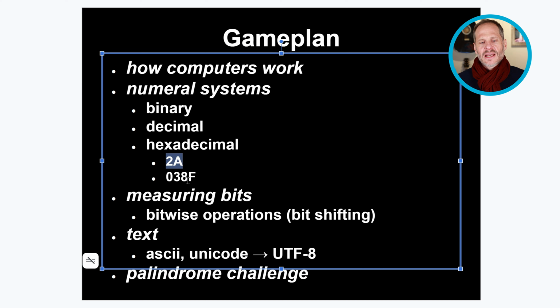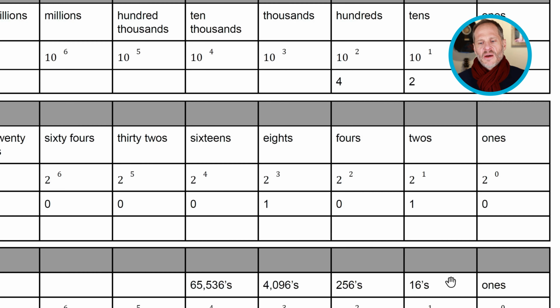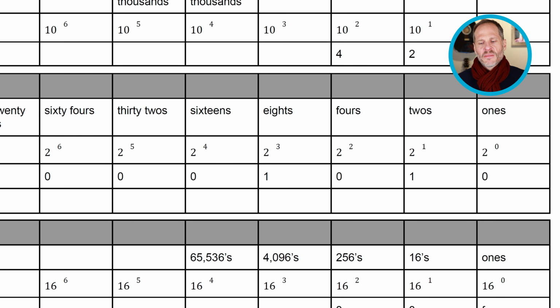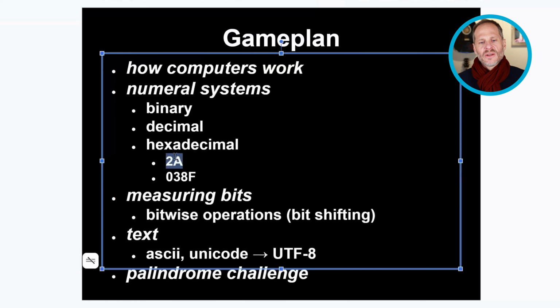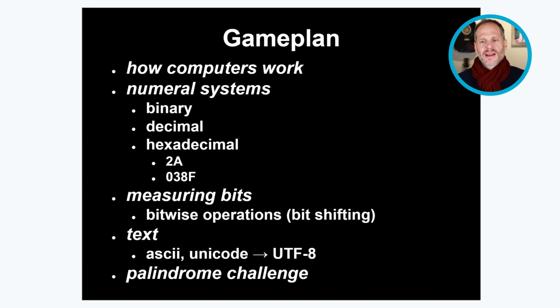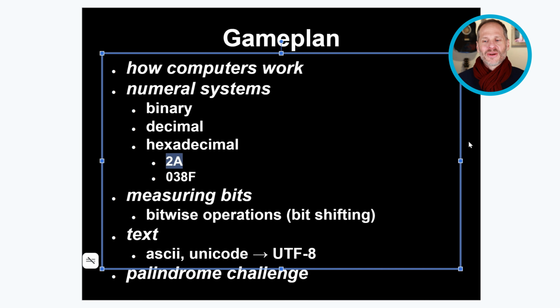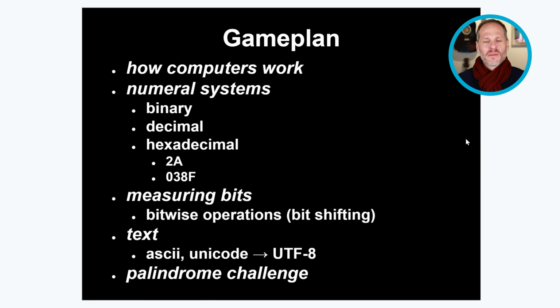And then 2A here, that's how you represent 42. So that would be 2 sixteens, that'd be 32, and then A would be 10, right? And so 32 plus 10 is 42. And 42 is that number in programming from Douglas Adams' Hitchhiker's Guide to the Galaxy, where they asked a computer to calculate the meaning of life, and it said the answer is 42. And so that's why 2A, or 42, has significance in programming. That's how numeral systems work: binary, decimal, and hexadecimal.